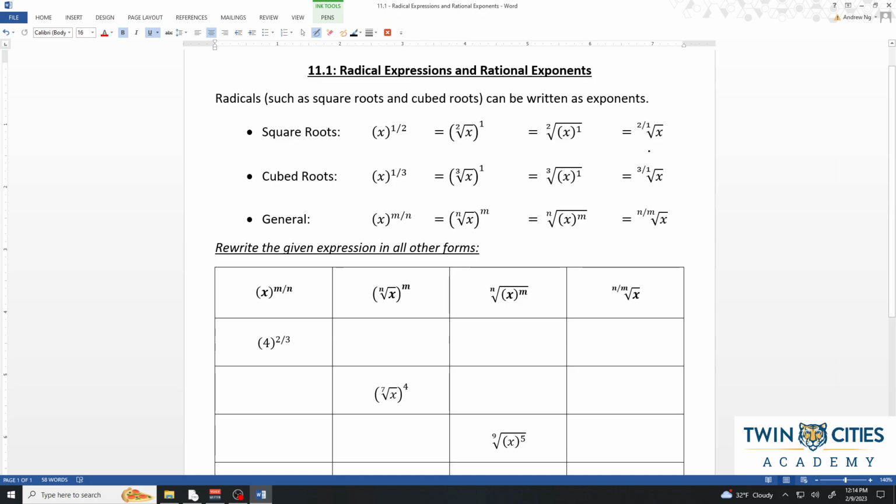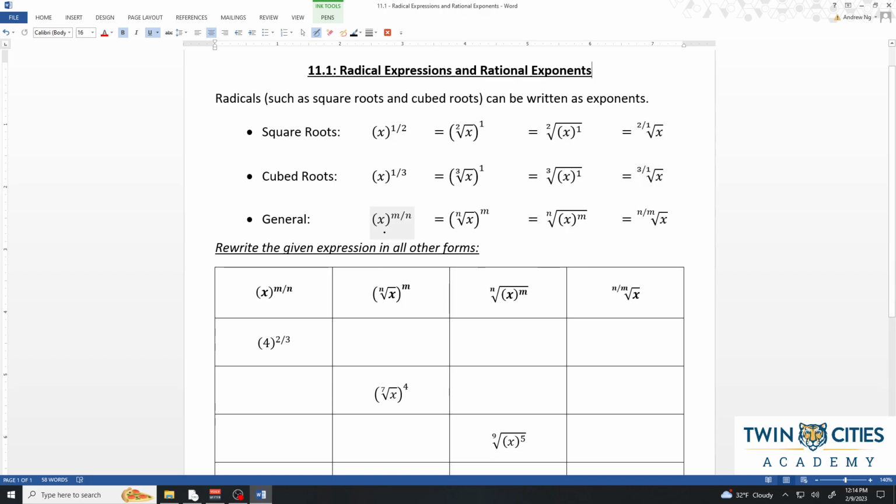Now, this will make more sense as we get to this general sense with numbers that are not just 1s and 2s. So cube roots follow the same thing. X to the, instead of 1/2, it's now 1/3. And then I can rewrite this as the cube root of x all to the first power, the cube root of x to the first power, and the third root, or 3/1 root of x. So there's some patterns to recognize here.